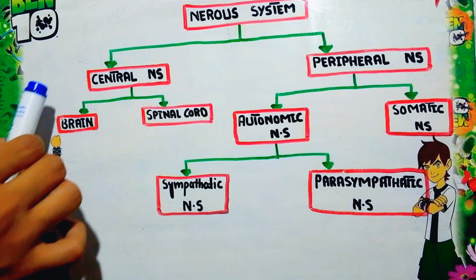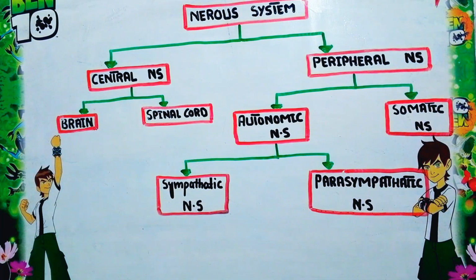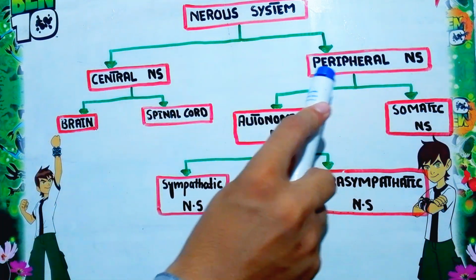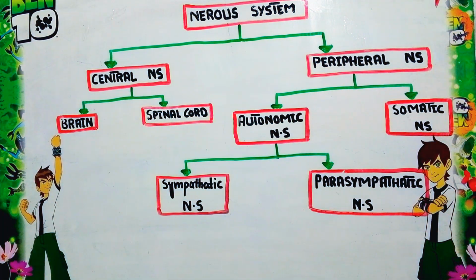The brain is more involved in our coordination, while the spinal cord acts as a link between the central nervous system and the peripheral nervous system. Now the second division of the nervous system is the peripheral nervous system. The peripheral nervous system is further divided into two categories on the basis of activity, that is, what type of activity is controlled by the peripheral nervous system.